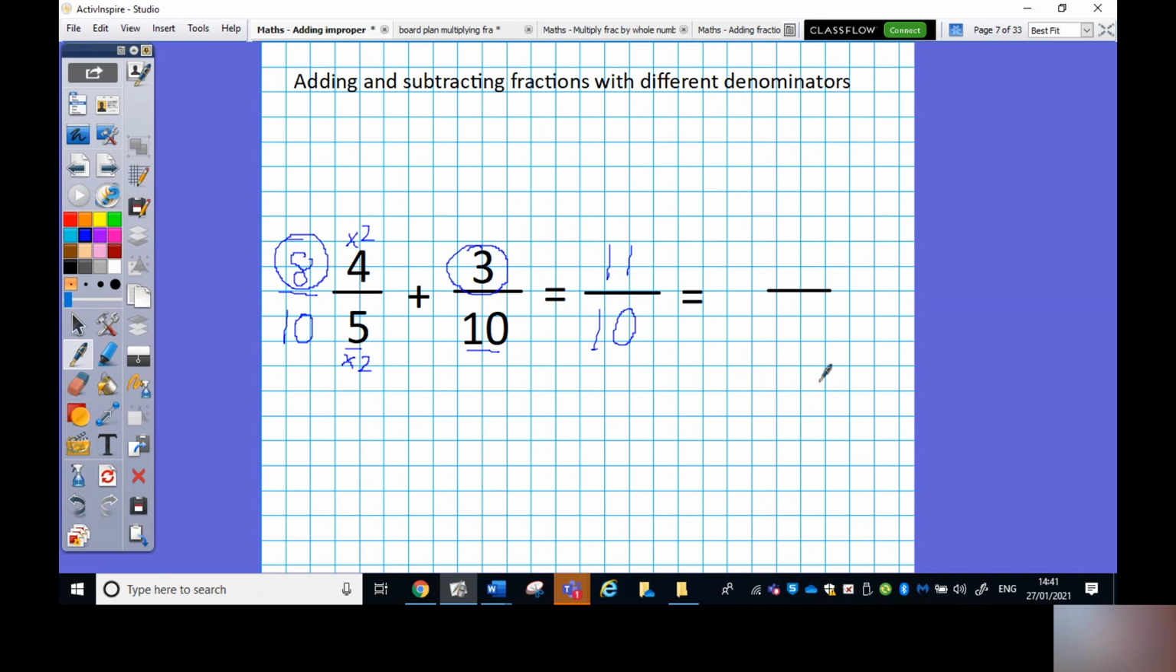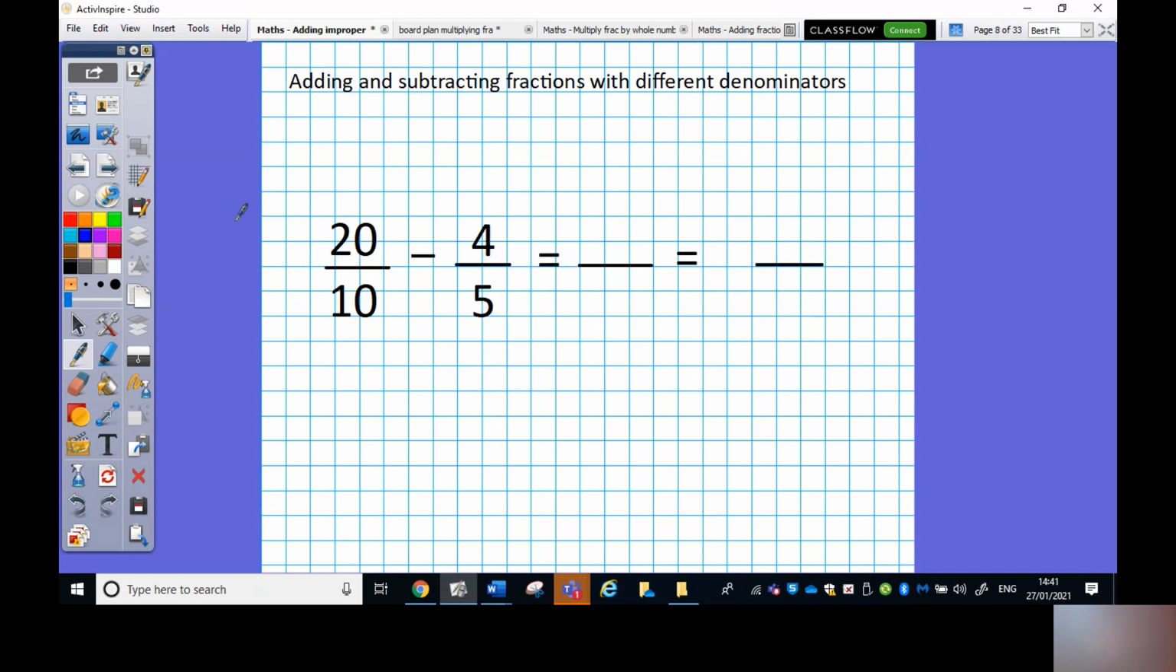If I were to write that as a mixed fraction, tell me what I would write. Brilliant, good. 1 and 1/10. Well done, year 5. Great job. Okay, what about this one?